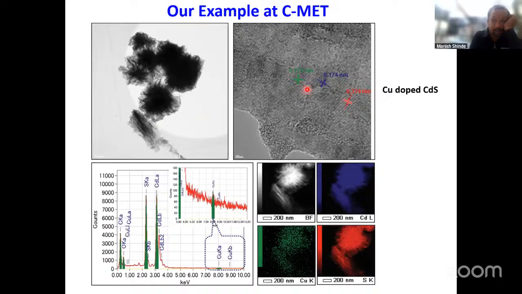So this is the example of a copper doped CdS nanoparticle. Flower-like structure is there. I can do the lattice spacing studies also. Now because I have doped CdS, lattices are not straight.